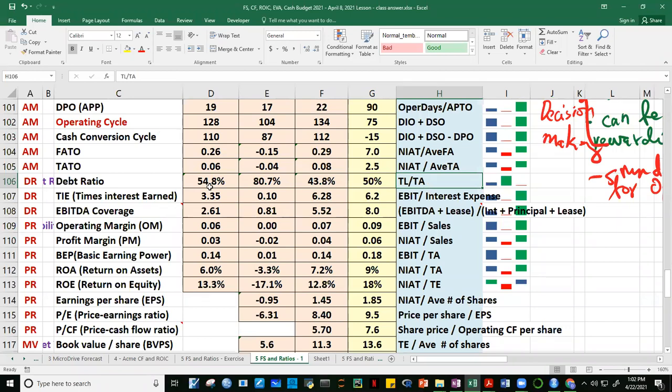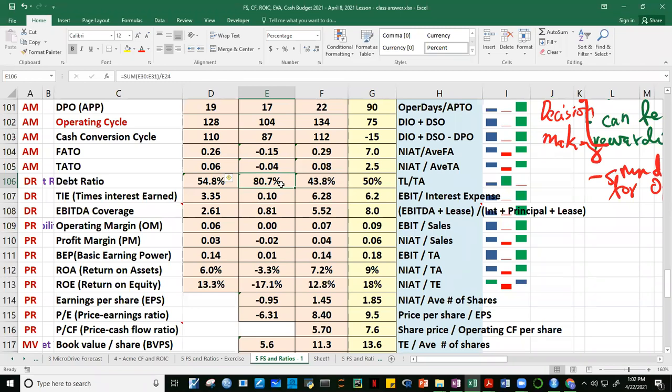Noong 2019, ito, yung company natin, 54 centavos to a peso of assets. Of course, yung 1 minus debt ratio will be your equity ratio. So 54 centavos financed by debt, 46 centavos financed by equity. Nag-increase yung debt ratio noong 2020, no? Because of the huge borrowing. So tumaas yung debt ratio natin, naging 8.80.